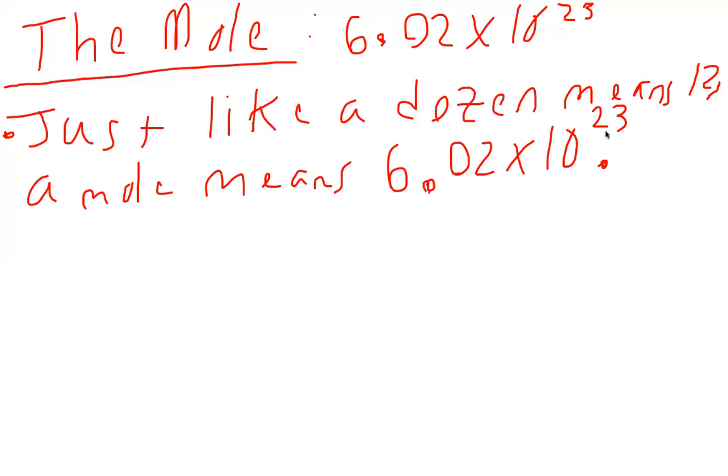If you've got a dozen of something, how many of that thing do you have? 12, right? If you've got a mole of something, how many of that thing do you have? I want everybody to say it. You have 6.02 times 10 to the 23rd copies of that thing.